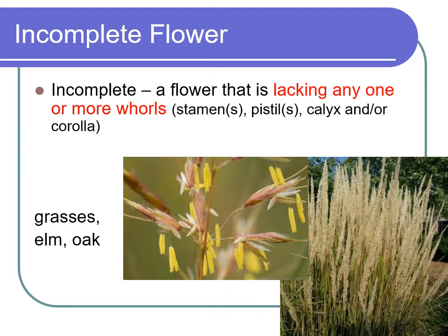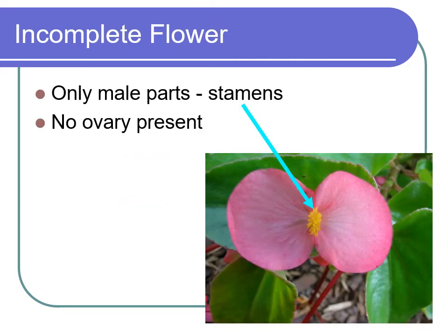So in this case, grasses, elm trees, oaks. This picture is of grass flowers. And in this case, we're just looking at anthers that are suspended in the air. There are no petals. Grasses are not interested in attracting pollinators. They're wind pollinated. So they're missing a corolla.